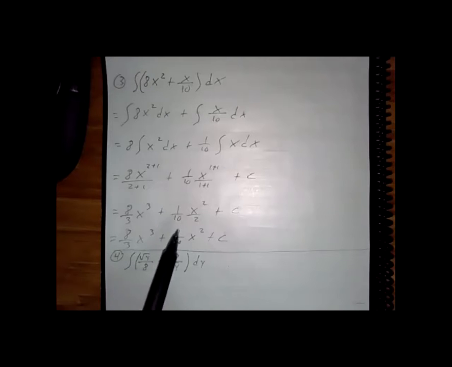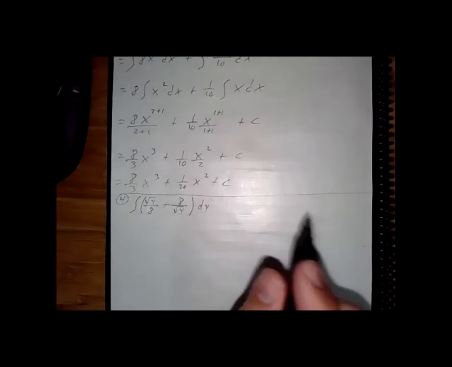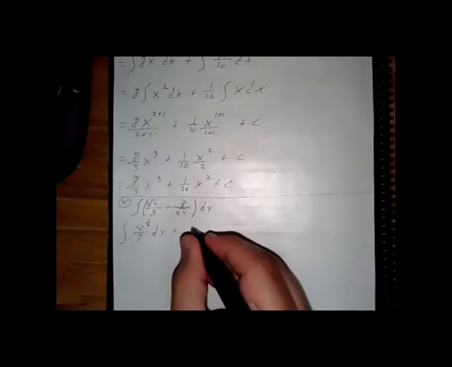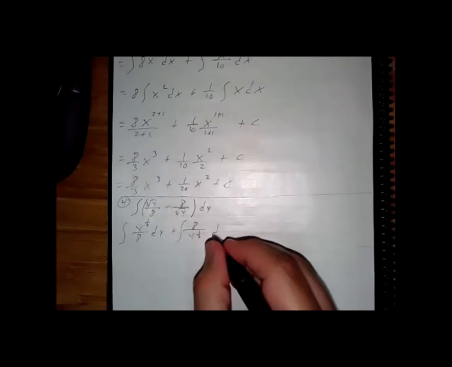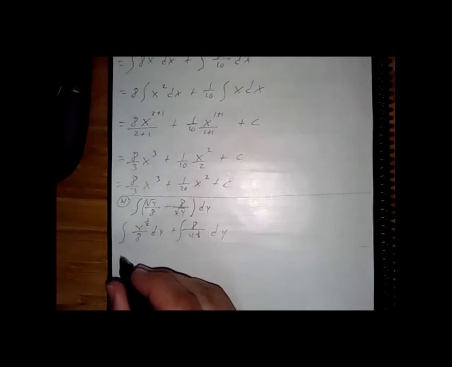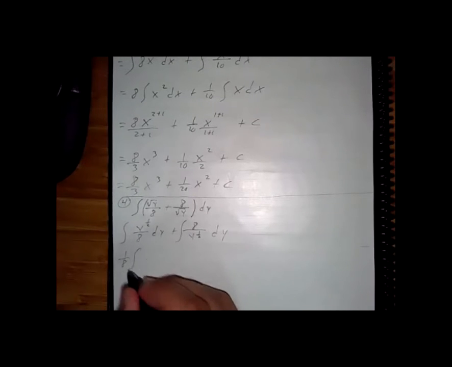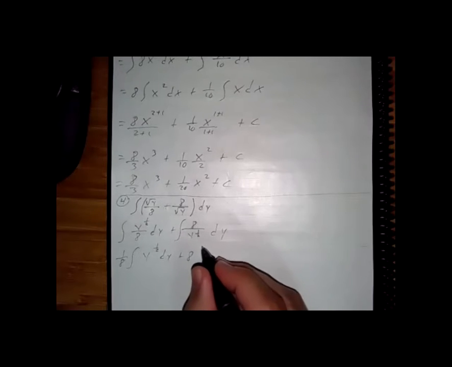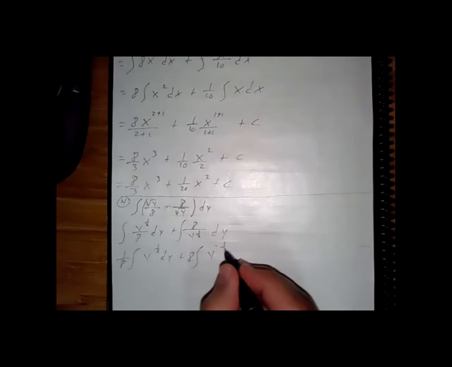But before we start number 4, you guys are good on 3? Yes, sir. Thank you. Okay. Alrighty. So separate. So I'm going to have y to the 1/2 over 8 dy plus 8 over y to the 1/2 dy. So I'm going to bring that y to the top and pull out the constants in front. So I'm going to have 1/8 integral of y to the 1/2 dy plus 8 integral y to the negative half dy.